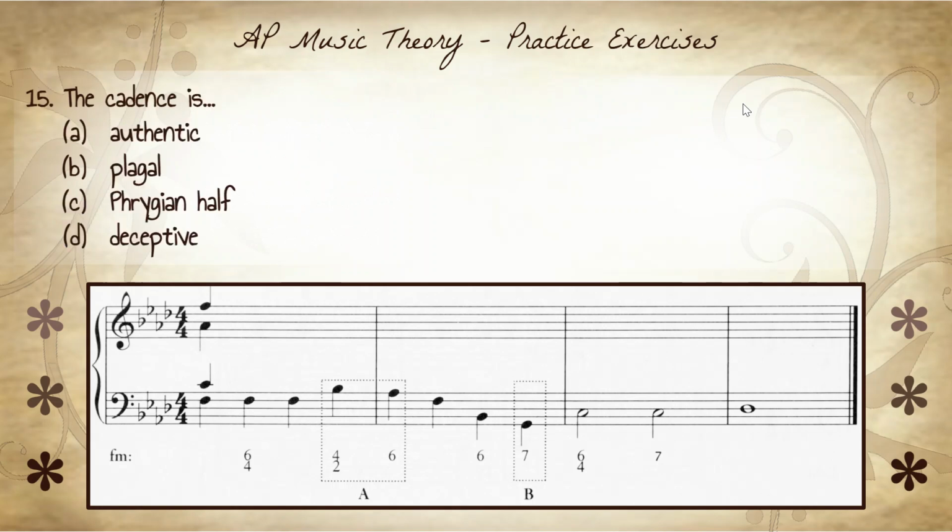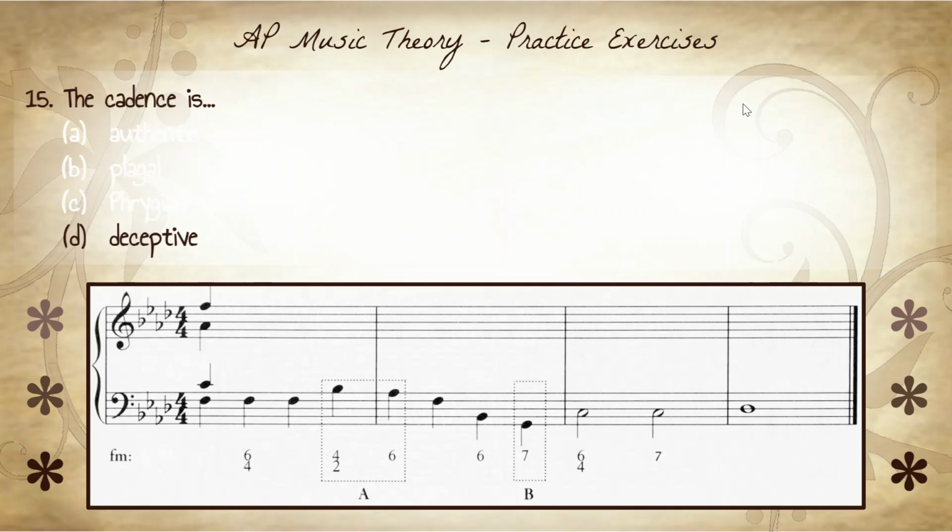Question 15. The cadence is A, authentic, B, plagal, C, Phrygian half, or D, deceptive. Correct answer is D. The cadence is deceptive. The final two chords are a dominant to a submediant.